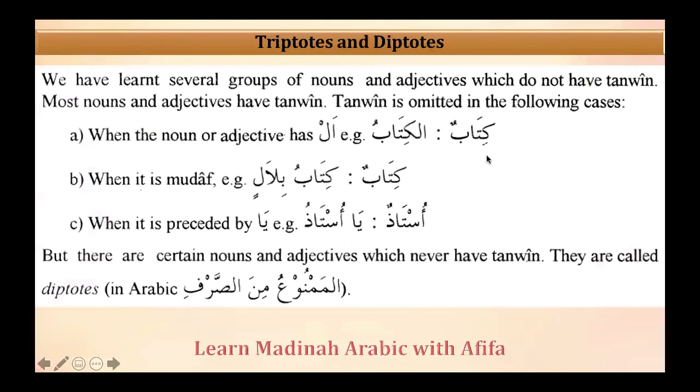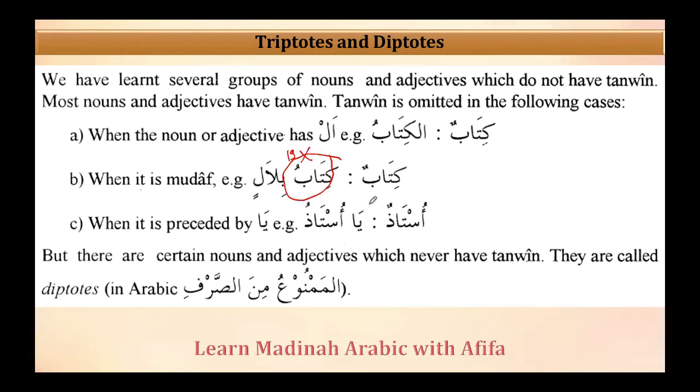So we also talked about how when you put an al, you don't have a tanween, right? We said kitabun, but if you put a definite article, it is al-kitabu. We also said if it's mudaf, for example, if I say Kitabu Bilalin, book of Bilal, we are not going to put tanween. We talked about this before. If it's a mudaf, you are not going to put tanween here.